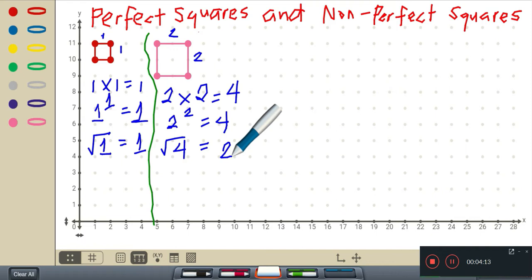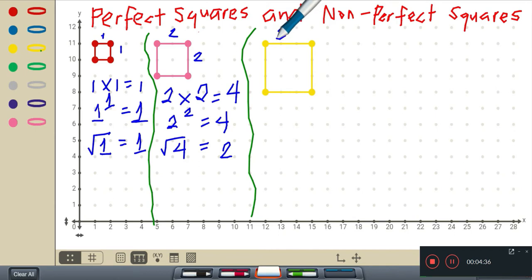Okay, next we have 3 by 3, right? So I'll get the yellow rubber band, so I will have 3, right? And I have another 3 here: 1, 2, 3, 1, 2, 3. So this will become 3 and 3, right? Now to find the area, 3 times 3 equals what? 9.